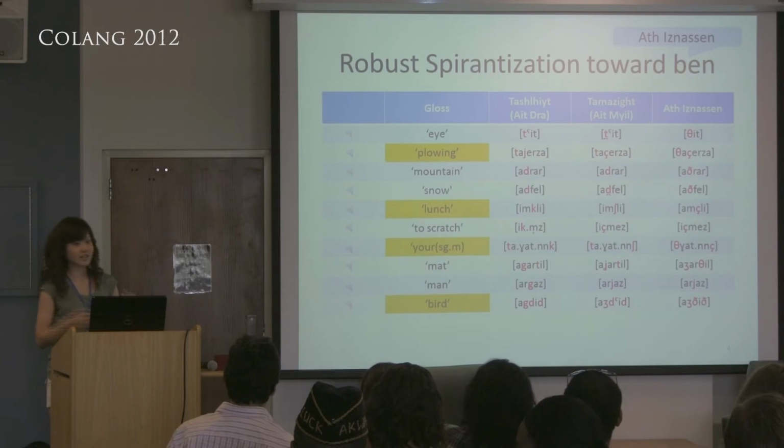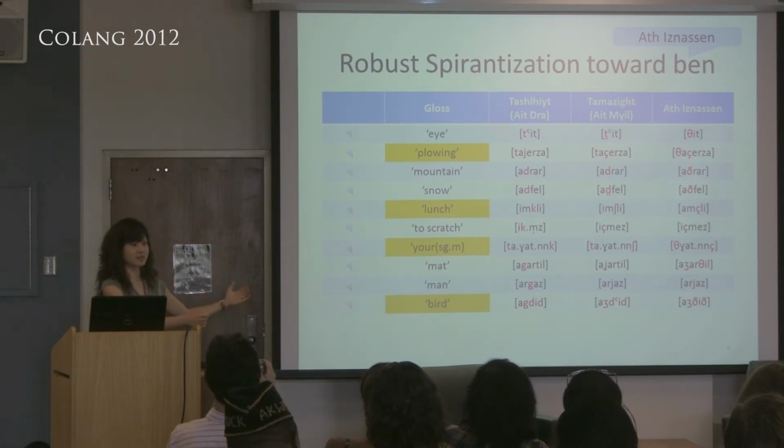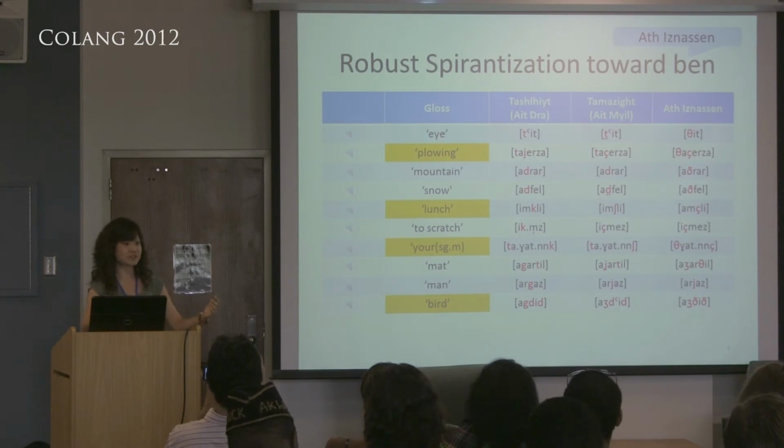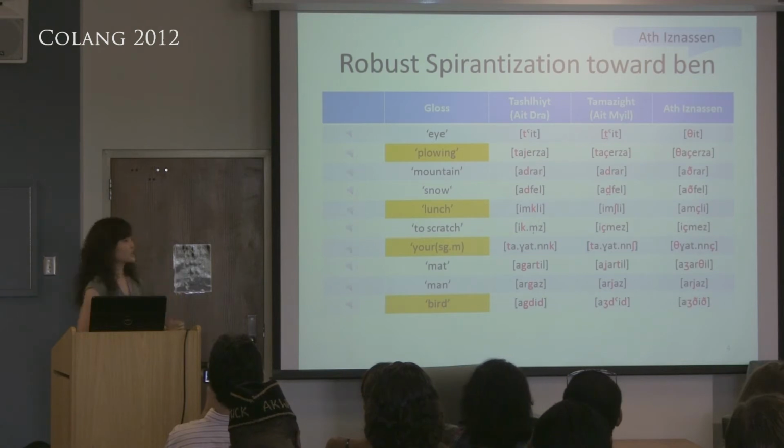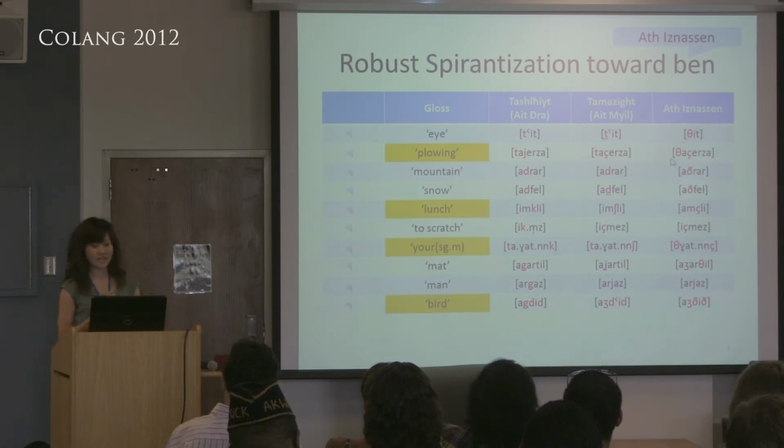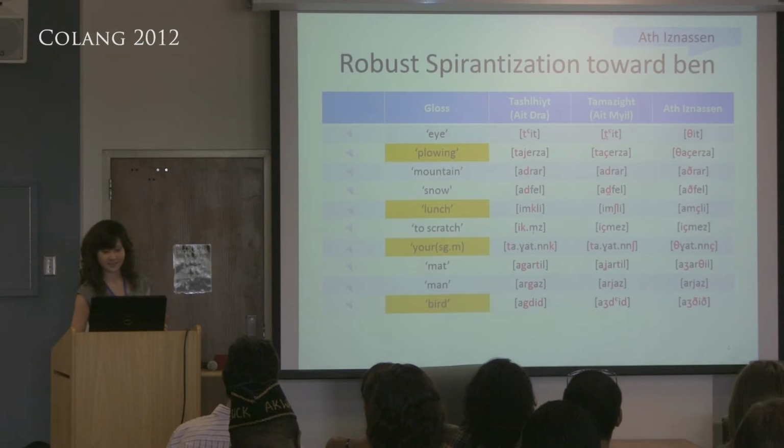As you go from Abzama's variety, which is Tashelhit, to Mustafa's variety, which is Tamazight, and to Yamina's variety, which is Ait Nasen, you will see the spirantization is more robust toward the north as you go up. So ata will be realized as ata, and ada will be realized as ada, and aka will be realized as asha in Mustafa's variety sometimes, or asha in Yamina's variety, and aga will be realized as either aya or aisha.